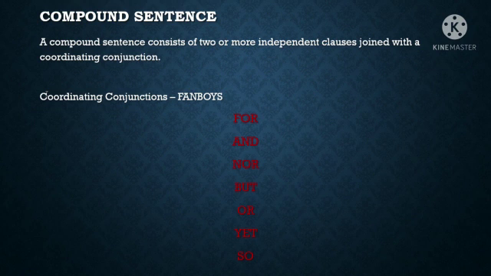So what is a compound sentence? A compound sentence consists of two or more independent clauses joined with a coordinating conjunction. So some of the basic coordinating conjunctions are given: for, and, nor, but, or, yet, so. And the acronym is FANBOYS. You have to learn this, right? FANBOYS.